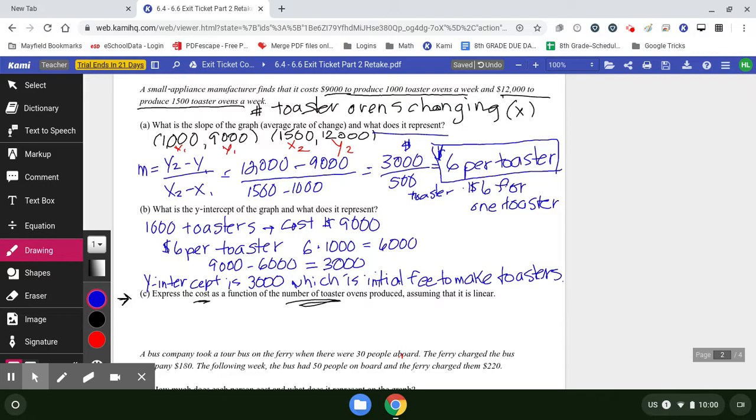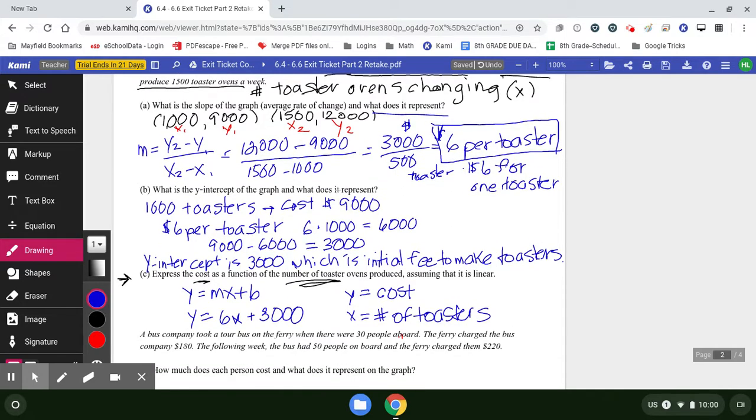Okay, now we're going to express the cost as a function of the number of toasters produced. We're going to assume that it is linear, so we're using y equals mx plus b. Okay, so my slope is $6, and my y-intercept, I just found above, is 3,000. So what do those variables represent? Y is the cost, or total cost. X is the number of toasters. Okay, so you should see that this one was very similar to the one above it.